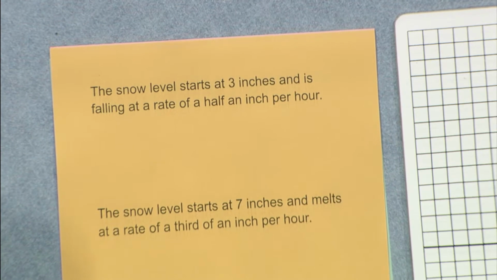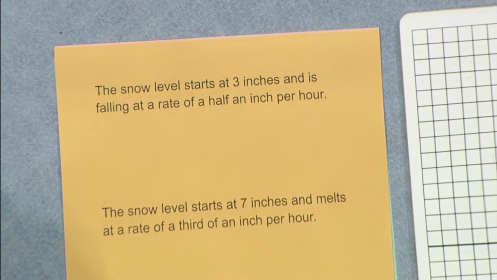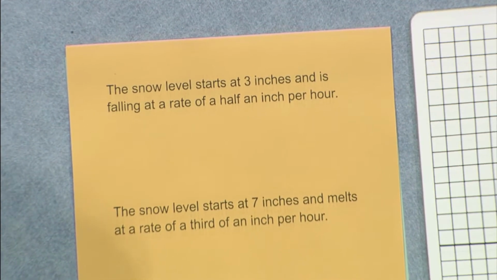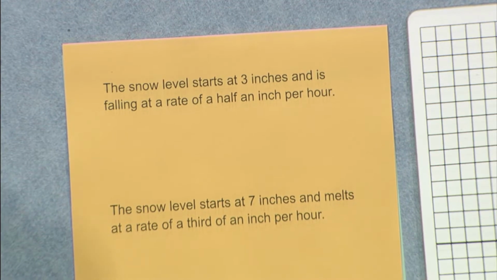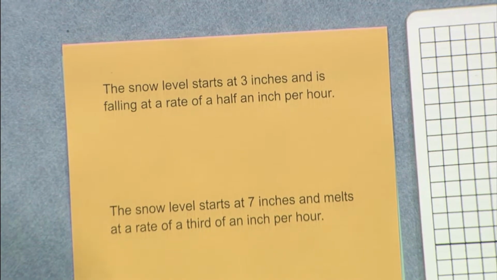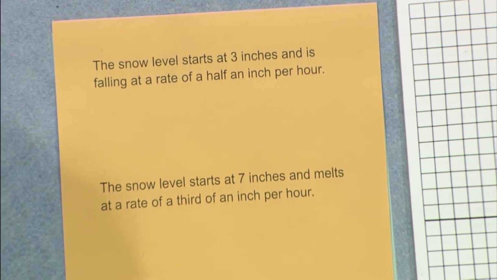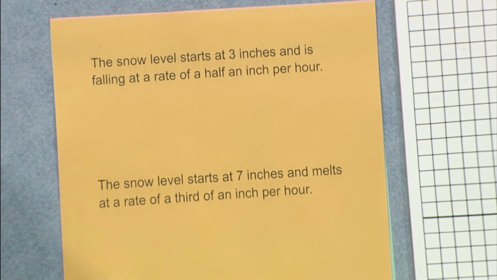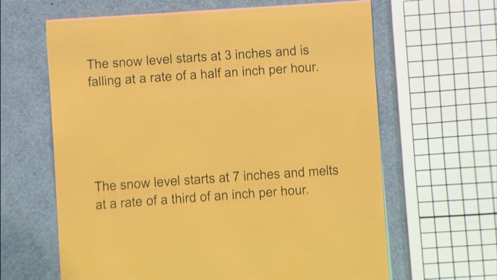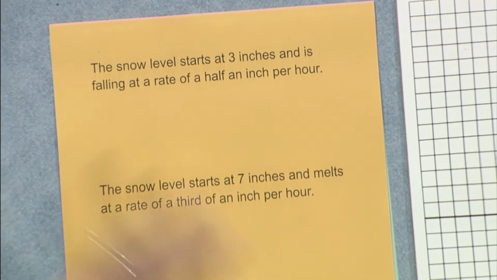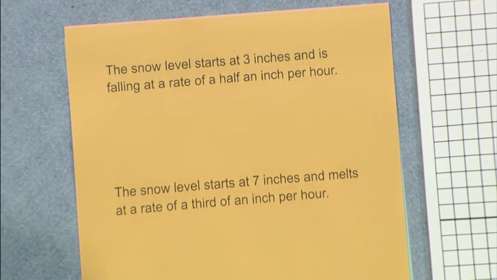Chilly. The snow level starts at 3 inches and is falling at a rate of about ½ an inch per hour. Okay. And then we're also going to do the snow level starts at 7 inches and melts at a rate of 1/3 of an inch per hour. So we basically have a build up and a melt, so we can see the difference.